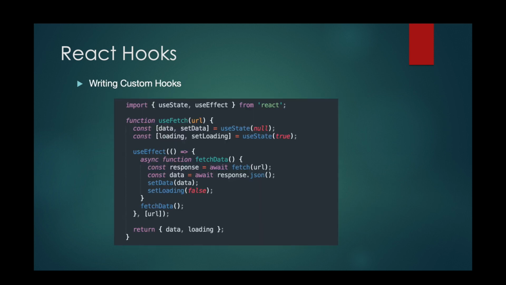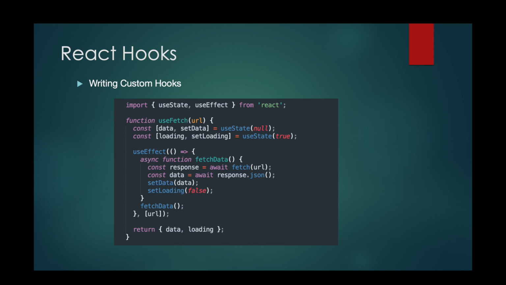Writing your custom hooks. Custom hooks are functions that use built-in hooks to encapsulate reusable logic. They allow you to abstract complex logic into reusable functions that can be shared across multiple components. In this example, useFetch is a custom hook that fetches data from a given URL using fetch and updates state accordingly. In return, it returns an object containing the fetched data and a loading indicator.